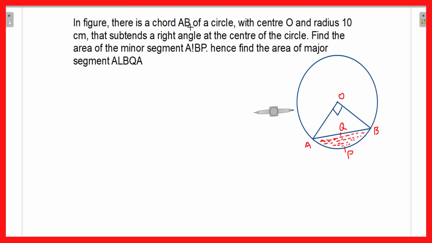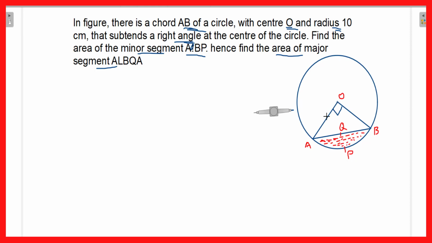In figure, there is a chord AB of circle with center O and radius 10 centimeter, subtends right angle at the center of the circle. Find the area of the minor segment AOBP. Hence, find the area of the major segment ALBQA. Now friends, here this is a circle and AB is a chord, and this AB chord subtends an angle of 90 degree with the center of the circle, and you have to first find the area of the minor segment.